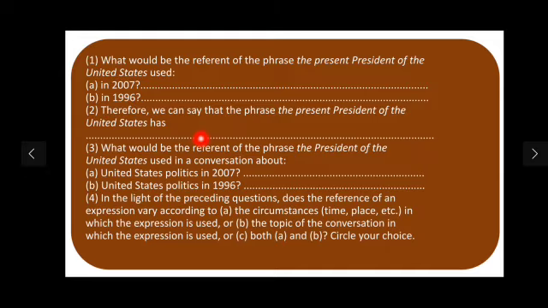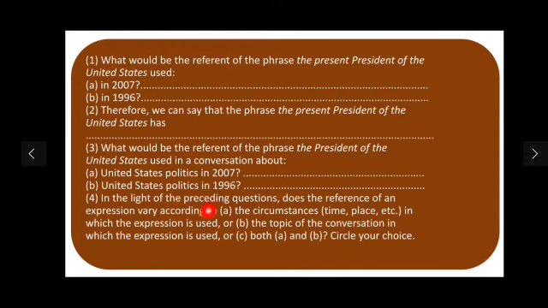Even if we say in 2022 who is the President of United States, we will say Joe Biden. So Joe Biden is the present president. So then we will have again three references. It means that we can use the same linguistic expression for different things or different people in the real world. So here we can say the linguistic expression the president has three variable references. So what would be the referent of the phrase the President of United States used in conversation about United States politics in 2007? Of course the answer would be George Bush, because he was the President of United States. And in United States politics in 1996, then we write here Bill Clinton.